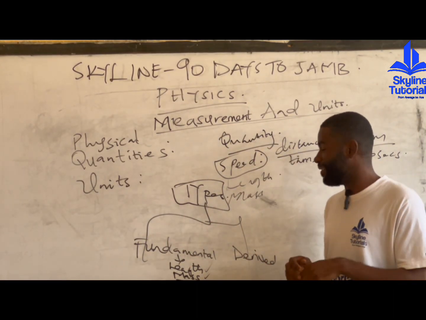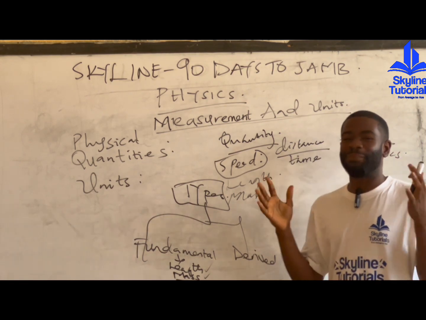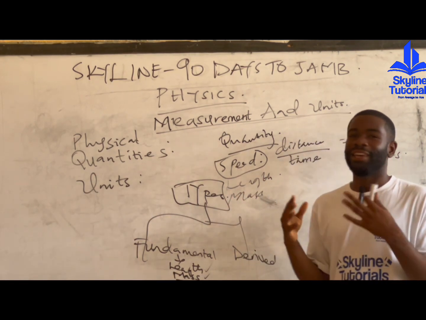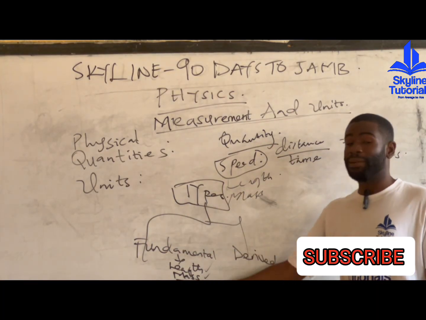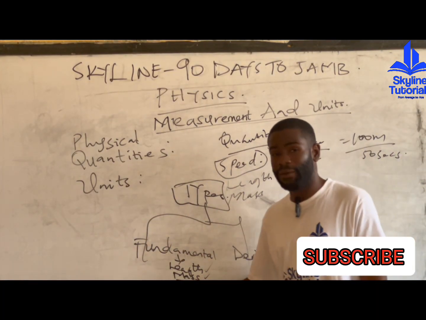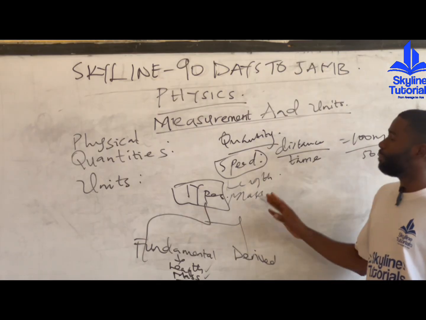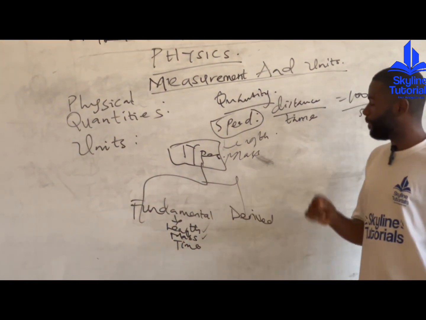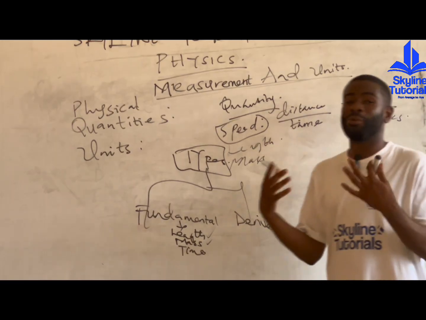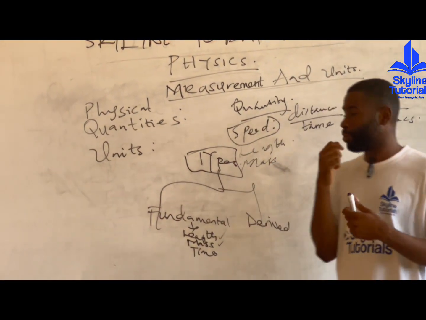Time is very, very fundamental. It is independent. As a matter of fact, almost everything depends on time. So these are the three basic fundamental quantities. However, there are others. But before we get to other types of fundamental quantities, let's list a few derived quantities and see why they are called derived quantities.